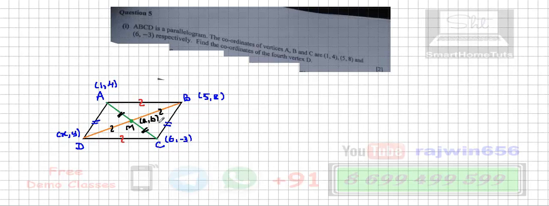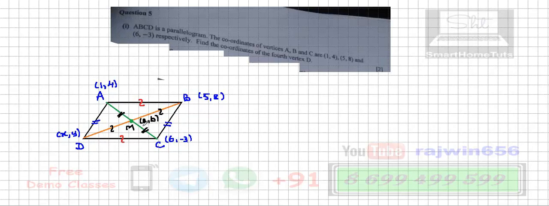So this is the first part that I'm going to do. For diagonal AC, because diagonals bisect each other, this is the property of a parallelogram. So therefore, M is the midpoint of AC. I will use the midpoint theorem. I know the coordinates of A and of C. From this, I'll get the coordinates of M. So I'll get the values of A and B.